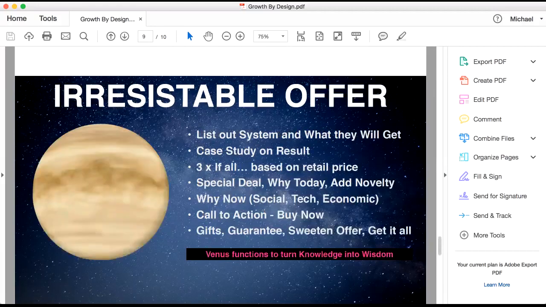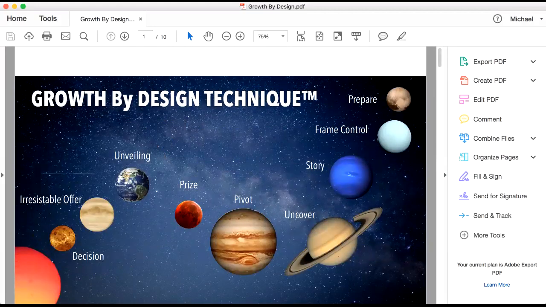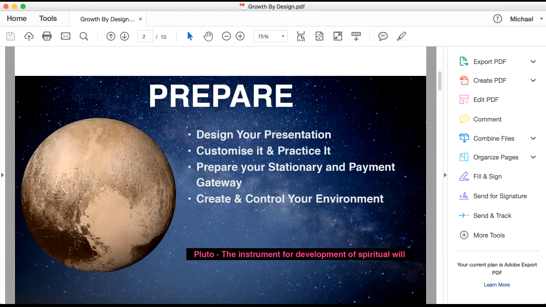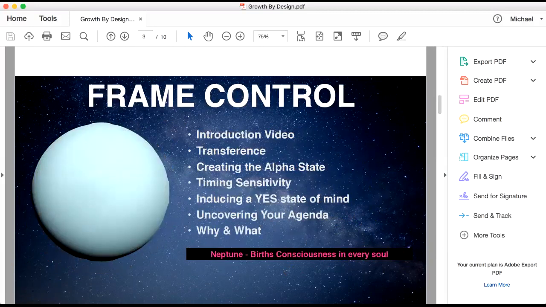So let's just go back through everything from the start. We'll do it slowly, slide by slide. So firstly is preparation: designing a presentation, customizing it, practicing it, preparing a station, creating and controlling your environment. Moving to frame control, getting an introduction video, some sort of transference. If it's a referral, ring the referral as you're walking into the meeting and get them to actually do the introduction on a phone.